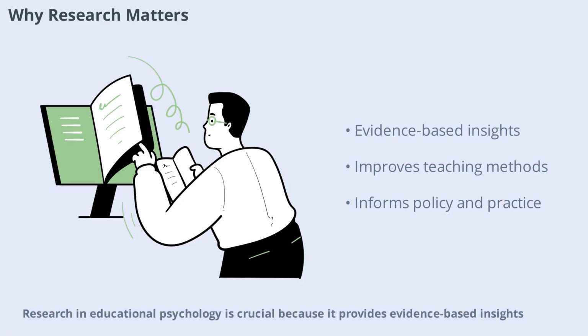Research in educational psychology is crucial because it provides evidence-based insights into how students learn and what teaching methods are most effective. Without systematic research, educational practices would rely on intuition or tradition rather than proven strategies. By using scientific methods, researchers can test hypotheses, analyze data, and draw conclusions that inform policy and practice. This ensures that educational interventions are grounded in reliable evidence, ultimately benefiting students, teachers, and society as a whole.